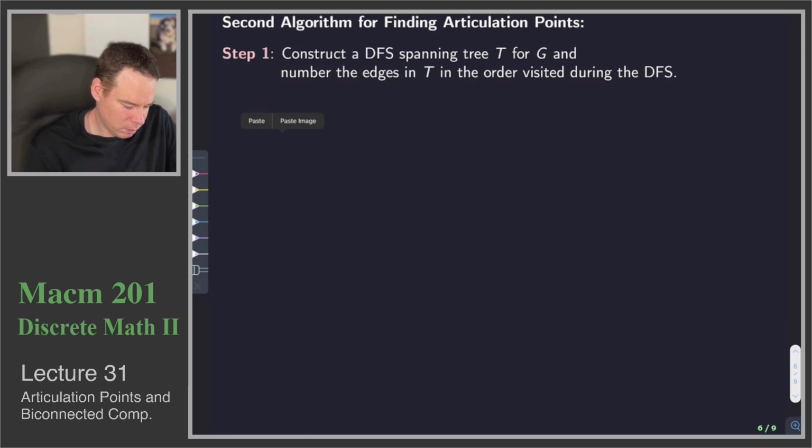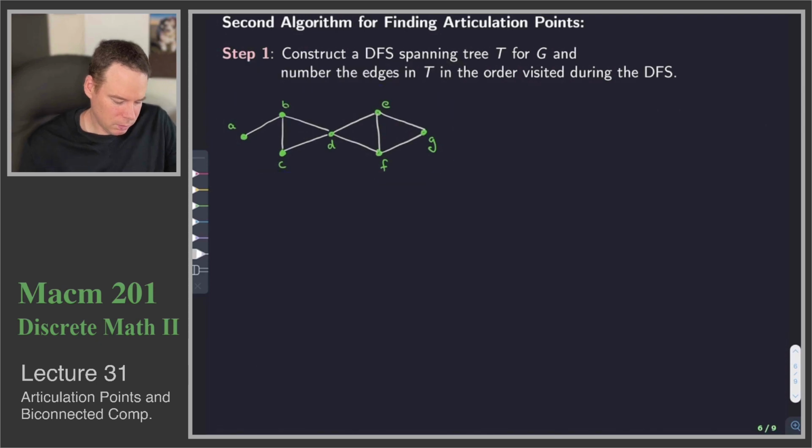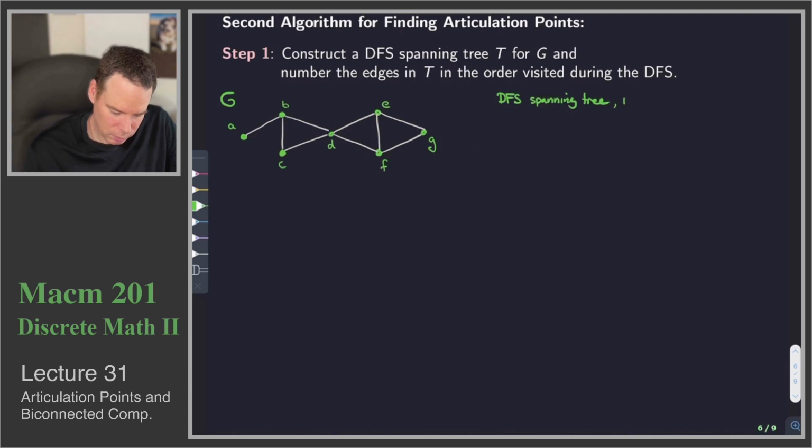So let's start with our graph that we had from before. And we'll follow the instructions. So this is our graph G. We are going to construct a DFS spanning tree T for our graph, and then number the edges in the order we visit them. Now in order to do that, we need to start somewhere, so we have to have a root. We can really root it anywhere, so I'm just going to root it at D, and we will assume alphabetical ordering.